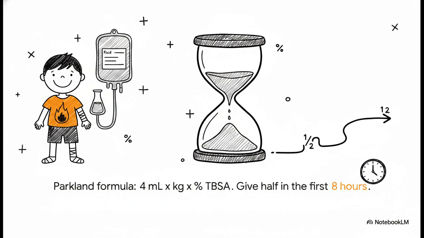Once you get your TBSA percentage from the Lund-Browder chart, you plug it straight into the Parkland formula. As you see here, it's 4 ml of fluid, usually Ringer's lactate, times the child's weight in kilos, times that TBSA percentage. But here's the crucial part, the part they always ask about on exams, the timing. You give half of that total amount in the first 8 hours from the time of the burn, not from when they arrive. The other half is given over the next 16 hours. You gotta know this one.